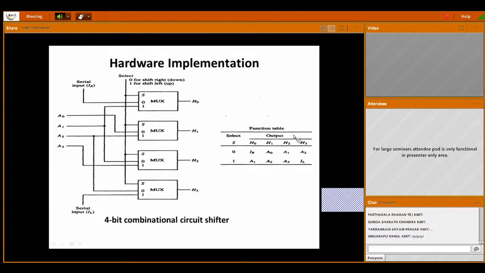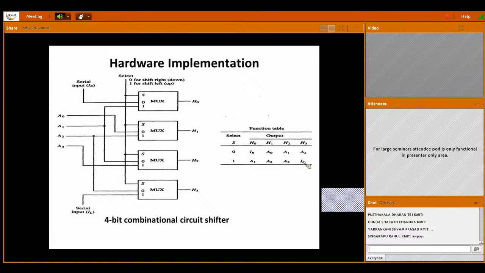Next, from where are you getting this output H2? You are getting it from the third multiplexer. Two inputs, A1 and A3. One is A1 at the 0th line, and at the first line A3 is to be connected. The last multiplexer gives H3 as the output, so it should be given a selection line. And what are the two inputs? To the 0th line you should give A2, and to the first line you should connect a serial input.